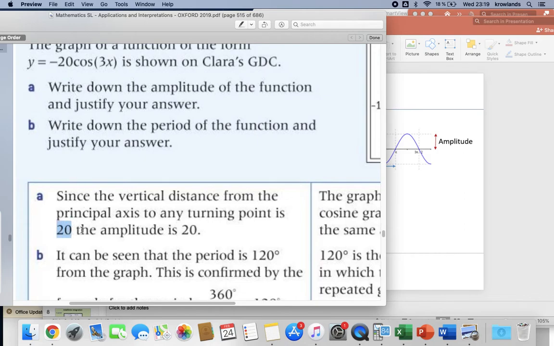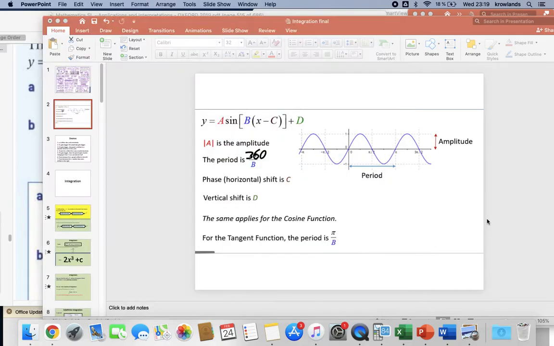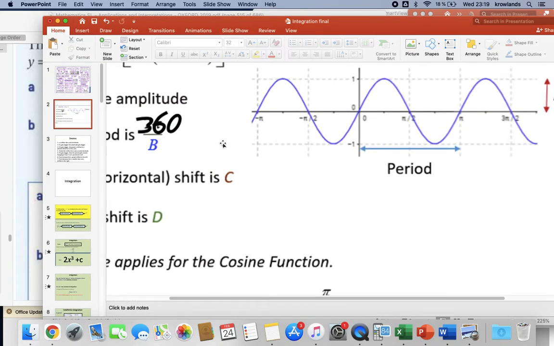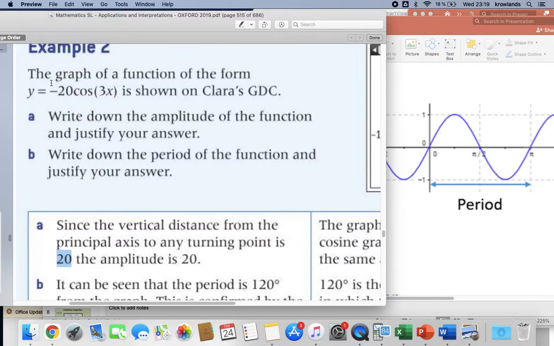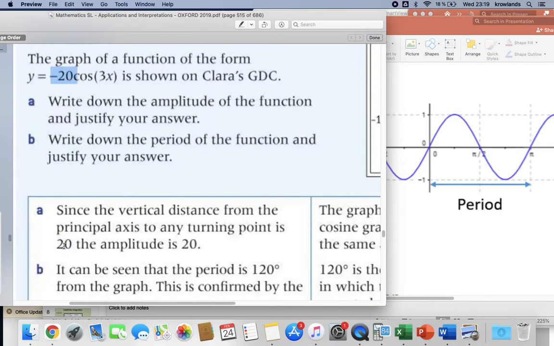This is their description. Any description which is similar to what I've just said or similar to this would get you the answer. Now, here it's got the mod sign. A mod sign just means you take whatever value is in front of the sign, you change it to positive. This is why we take the -20, we change it to +20.